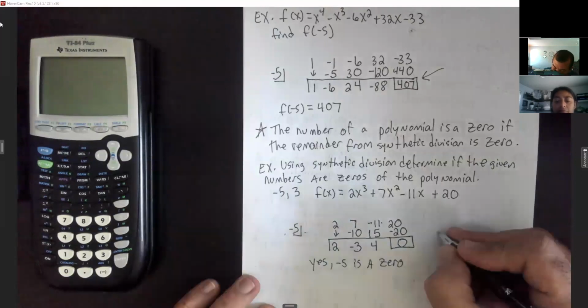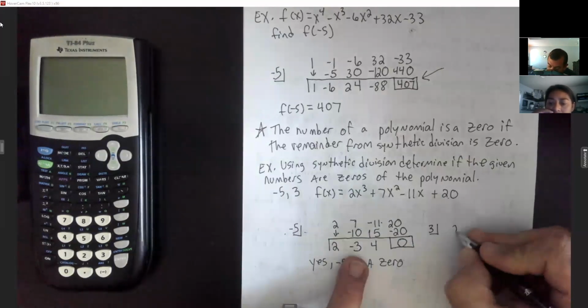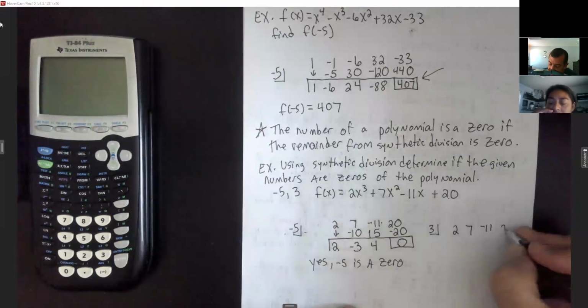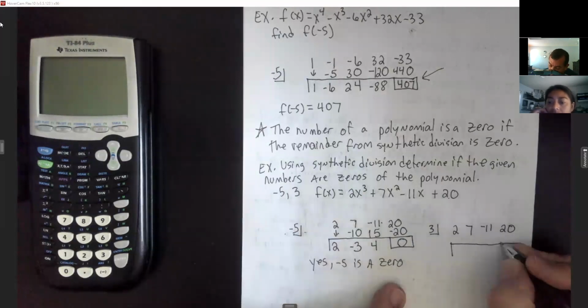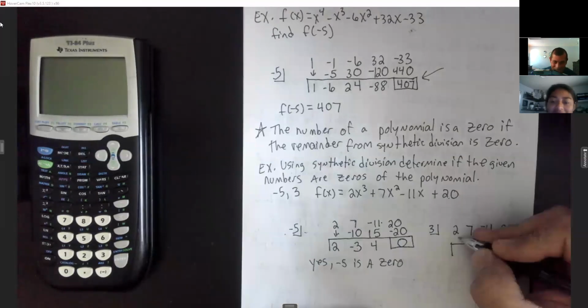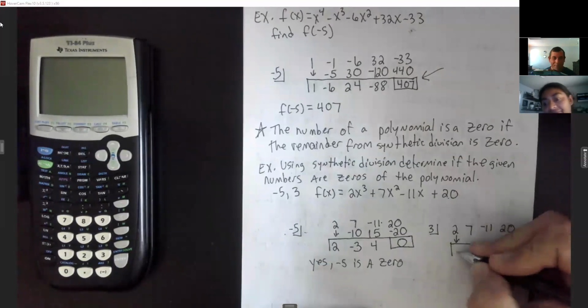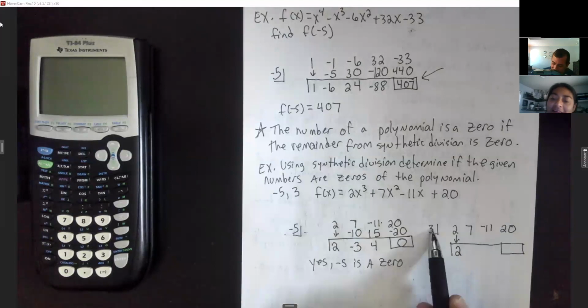So now we need to check 3. So let's bring our 3 over as the next C. Coefficients are the same. 2, 7, negative 11, and 20. Draw my box. So any of y'all feel brave enough to run me through this? All righty, so here we go then. Bring that 2 straight down. Multiply 2 times 3 and get me a 6.